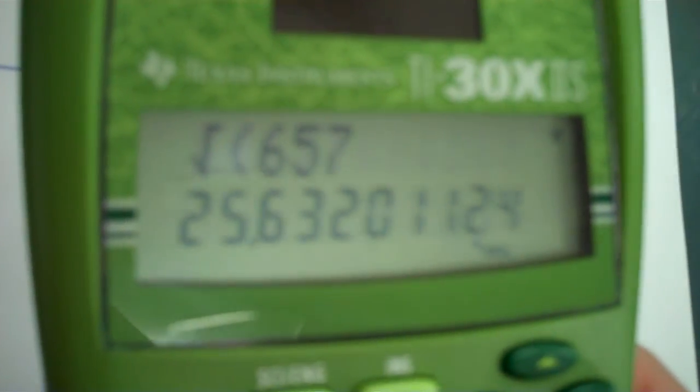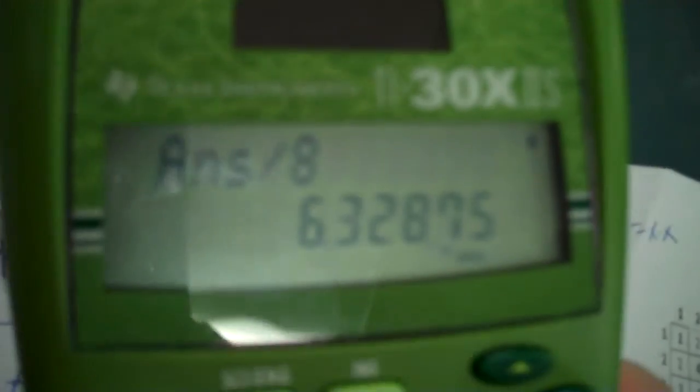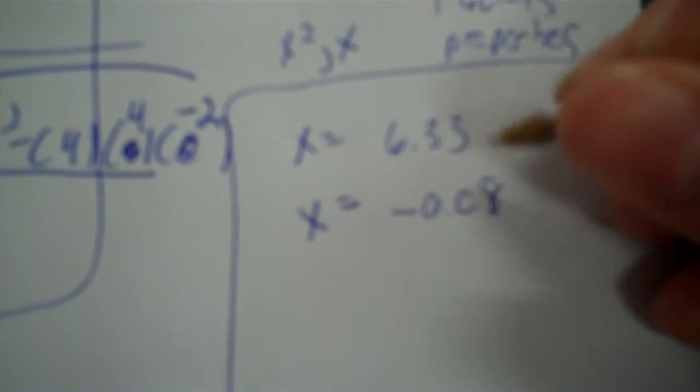So I got 657. So it's a positive or a negative, and the square root of 657 is going to be 25.63. Okay, so 25 plus 25.63, click equals, and then divide by 8, and you get 6.33. 25 minus 25.63, click equals, divide by 8, negative 0.08. So 6.33 is the number of seconds.